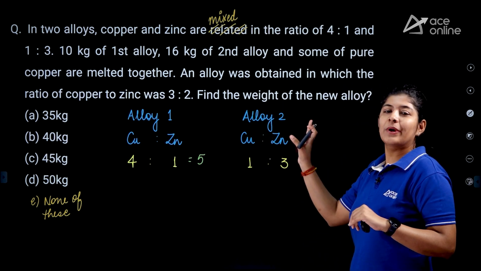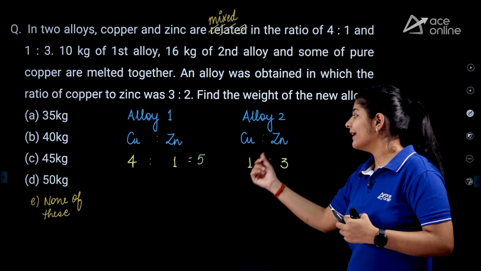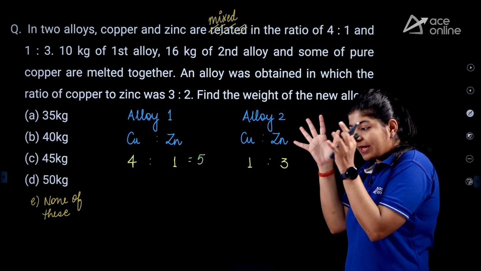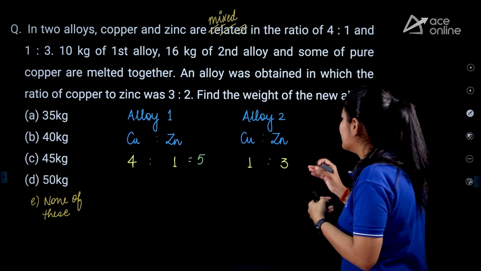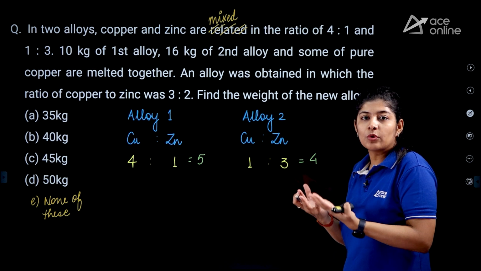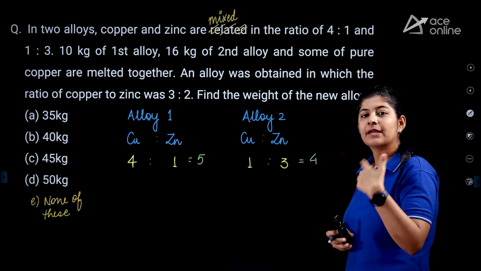Similarly, for alloy 2, if I have 1 part of copper and 3 parts of zinc, and I combine them together, I get 4 parts in total. So the total weight of the second alloy is a multiple of 4.